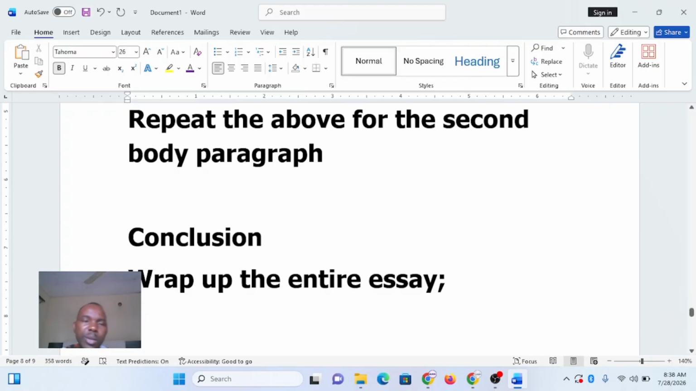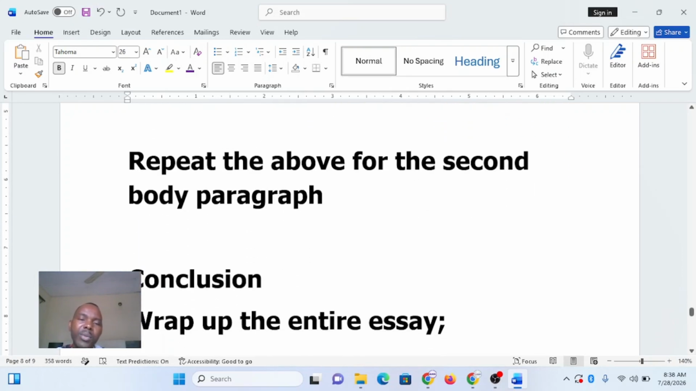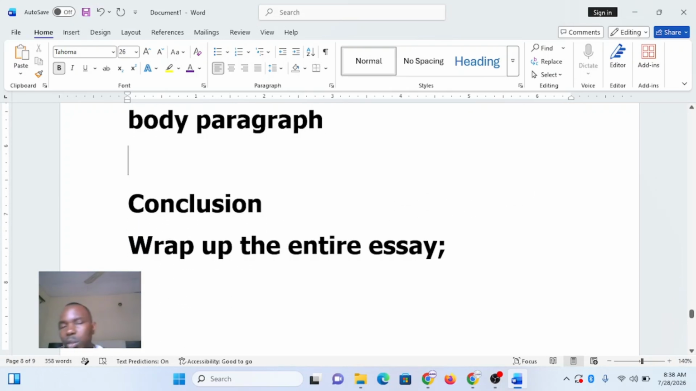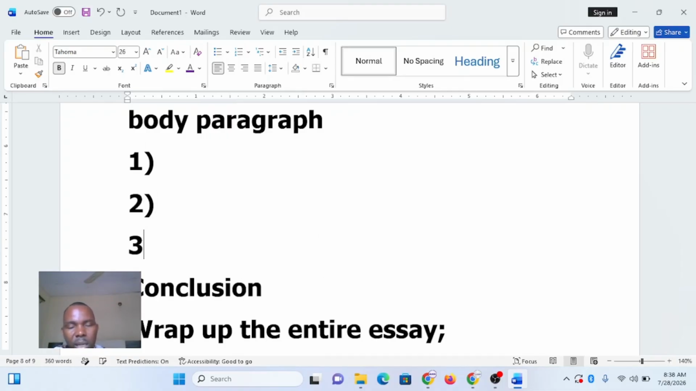There are a few things to consider here. Now, for the discussion essay, remember that they will tell you to discuss both views and give your opinion. So technically, you are doing three things. View 1, you will explain view 1. View 2, and the third thing will now be your opinion.